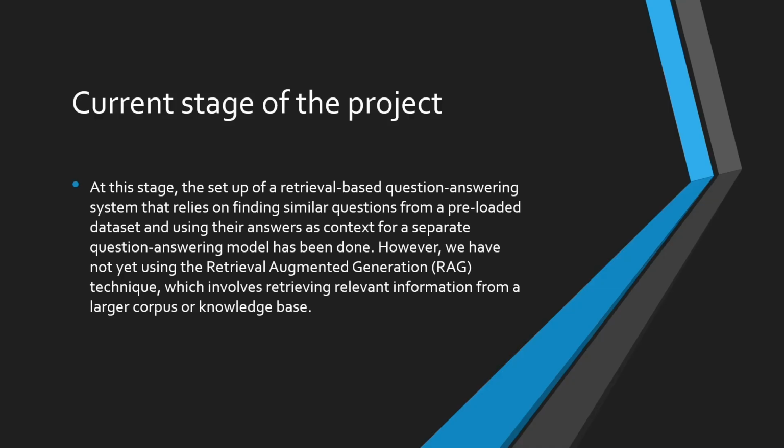Current stage of the project. As of right now, a retrieval-based question answering system has been put up. It finds similar questions from a preloaded dataset and uses the responses to inform a different question answering model. Retrieval augmented generation is a technique that we haven't used yet, though, and it involves gathering relevant information from a broader corpus or knowledge base.